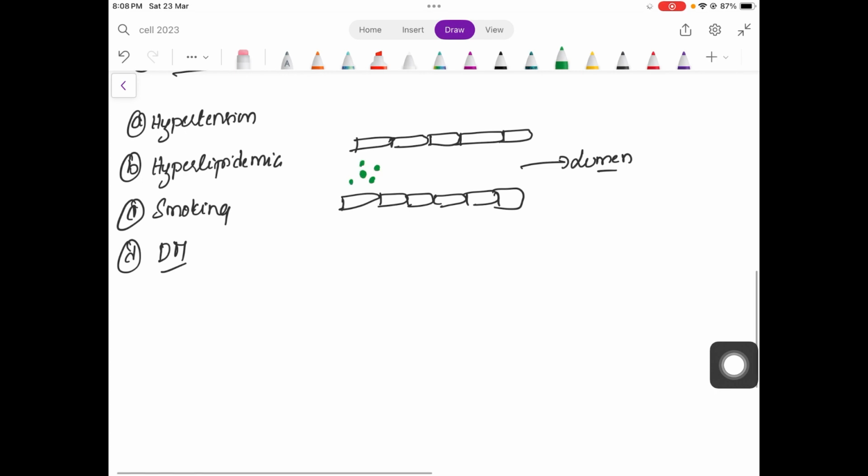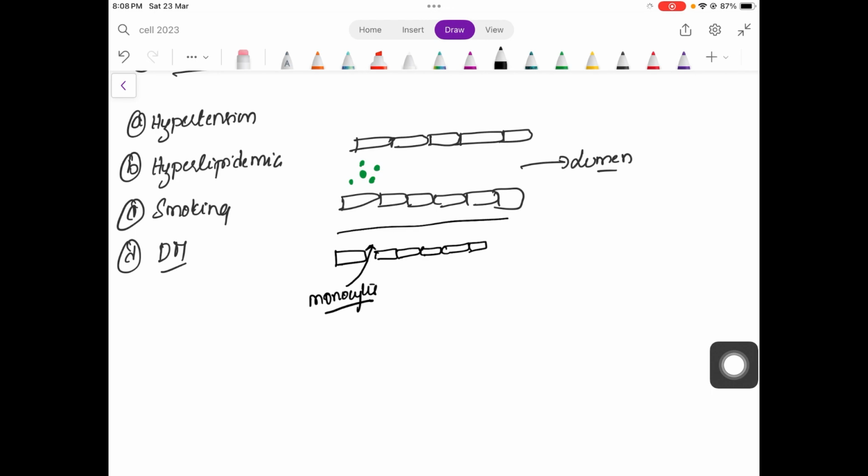Whenever there is an injury, there is a separation of endothelium. Endothelial injury causes separation of endothelial cells. They create a space between the endothelial cells, and there is movement of monocytes from blood into the subendothelial space. This is the subendothelial space.